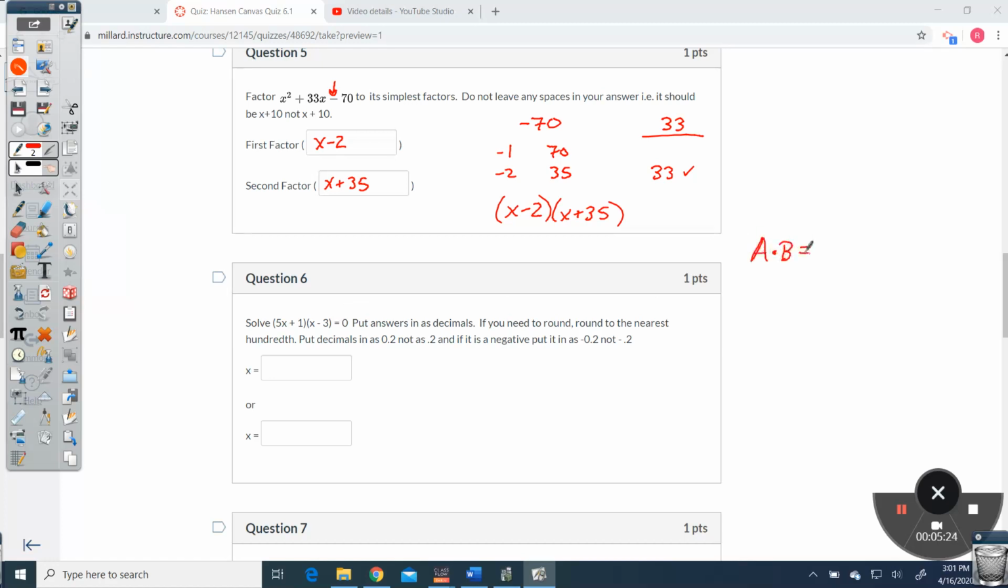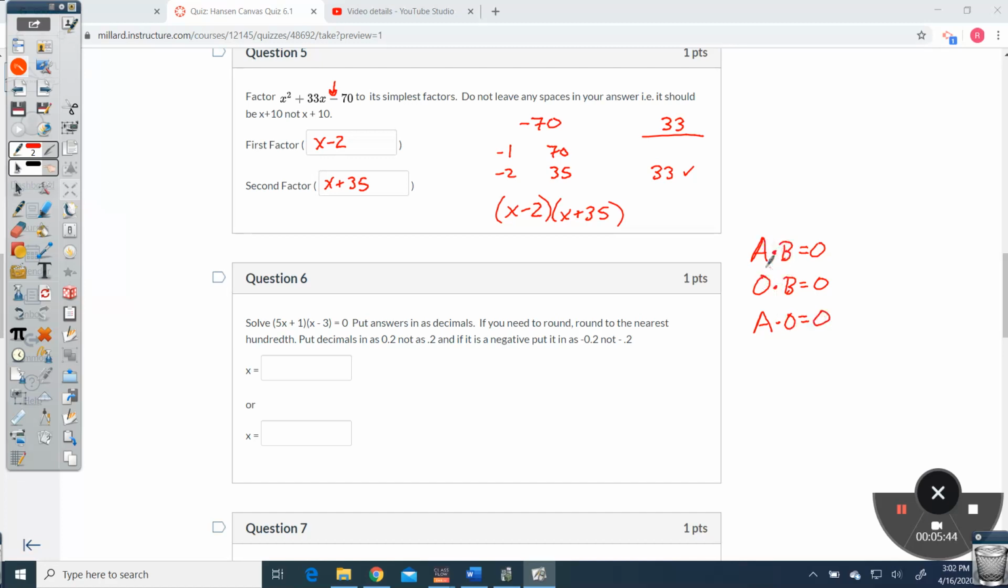If I have a times b equals 0, the only way I can get 0 as an answer when I'm multiplying two things is if one of these two is 0. So 0 times b is still 0, and a times 0 is also 0. I don't know which one is 0. It could be both of them, but I don't know.